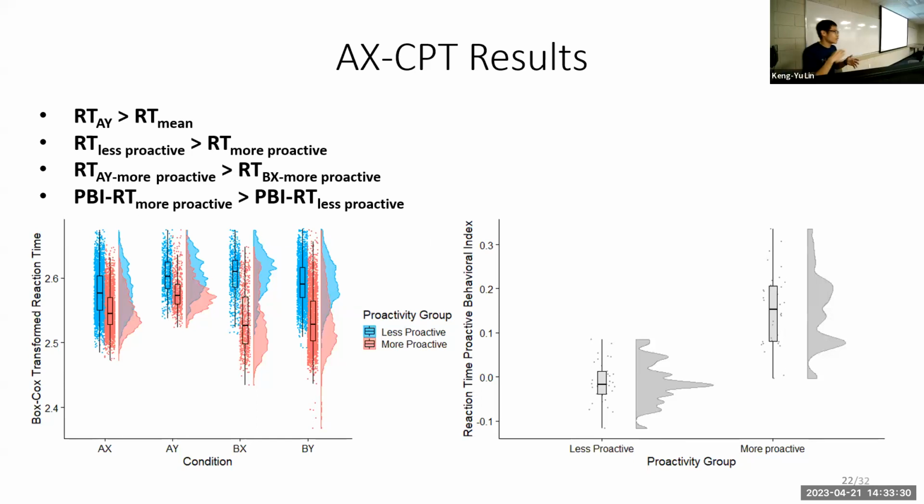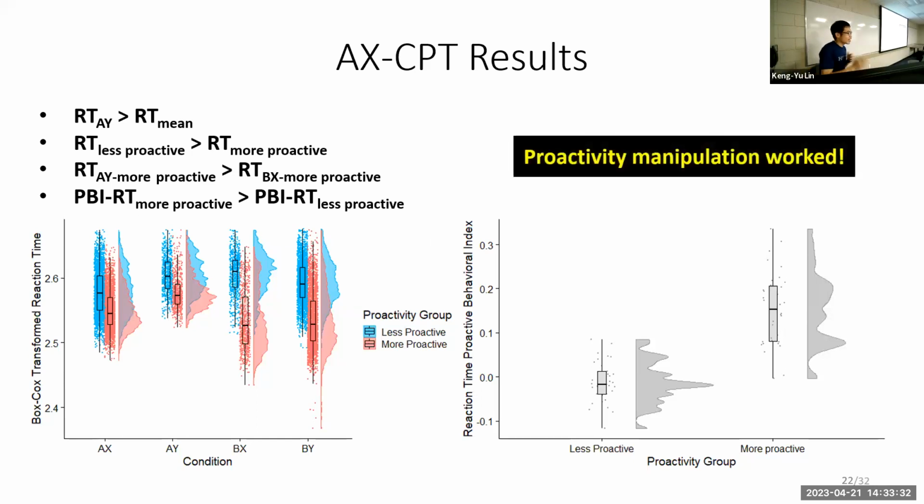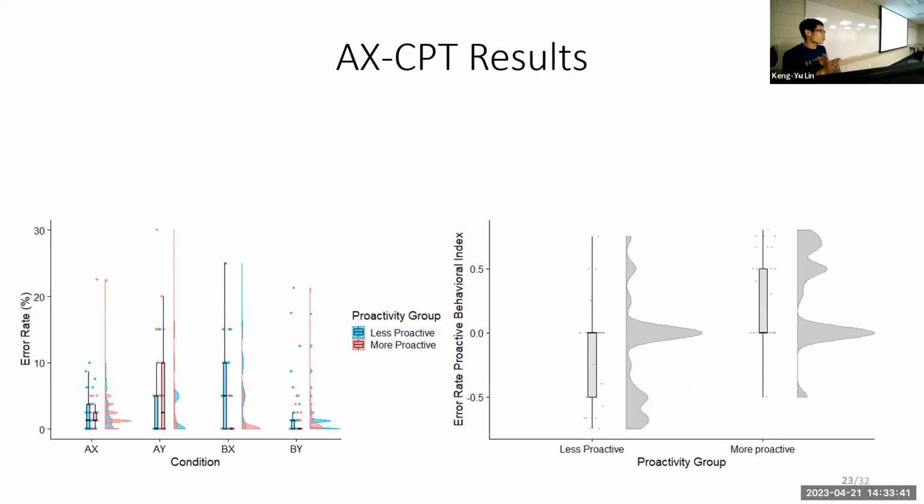But basically, the essence of the result tells us that our proactivity manipulation worked in the study, right? The same applies for the error rate analysis. So again, by visual inspection, you can probably tell there are some differences between the less proactive and more proactive groups. As you can see here, from the blue color and the red color, and also the pattern on the right-hand side, these groups seem to be a bit different.